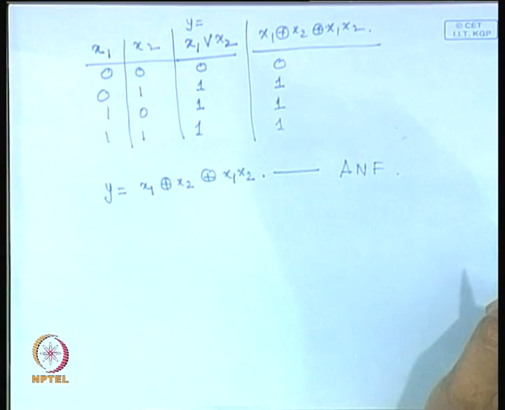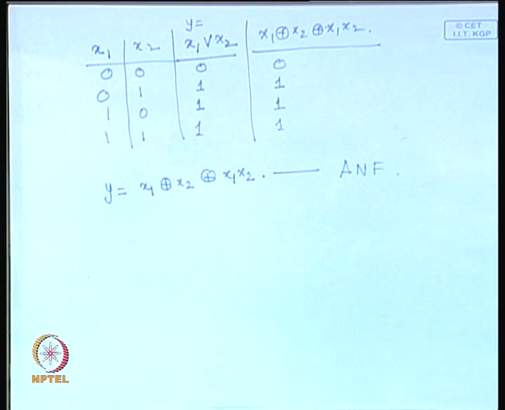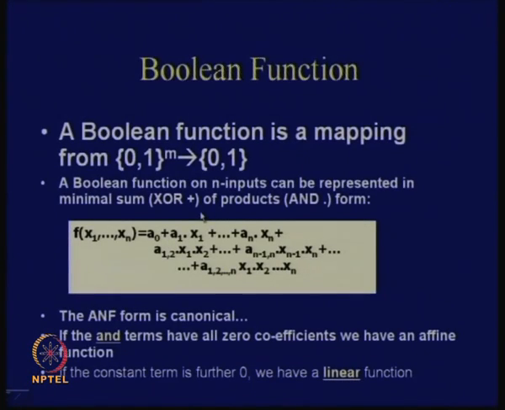Okay. So we have understood what an ANF form is. So why is the ANF form so important? The ANF form is important for various reasons. Okay. One of the important reasons is that you can easily obtain the degree of a particular Boolean equation. Okay. So anyway, we will go into the various properties which a cryptographic Boolean function has to satisfy, one after the other.